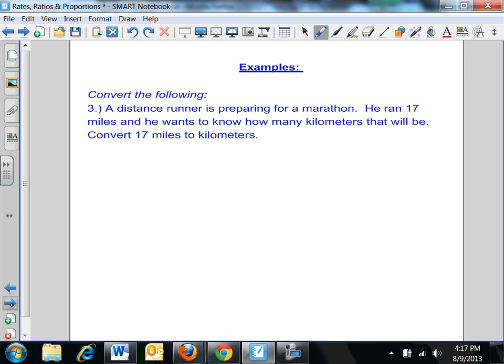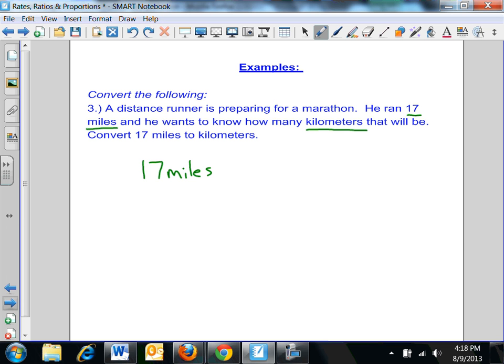Next one, converting. We will do more of this in class on Monday, but we are going to convert 17 miles to kilometers. Okay. This example says that a distance runner ran 17 miles and that we want to convert that to kilometers. So what we're going to do is say 17 miles, and we are going to multiply that by a conversion factor, whose first quantity is kilometers and whose second quantity is miles.